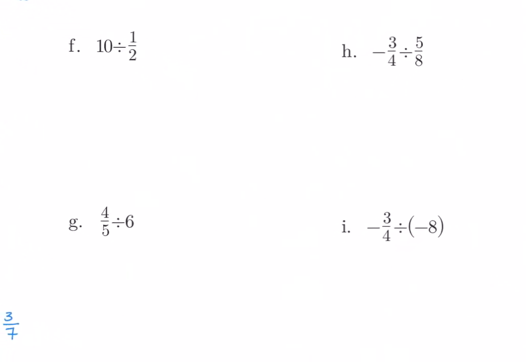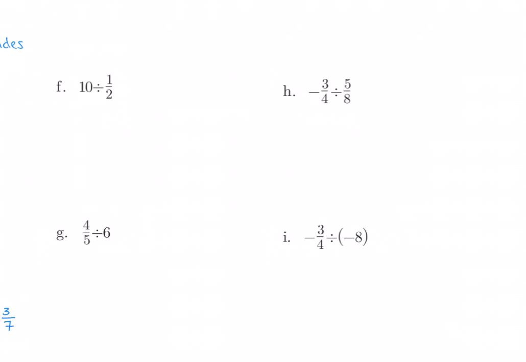Let's look at some problems that involve whole numbers. So for example F, we have 10 divided by 1/2. The first thing I want to do is rewrite my whole number as a fraction. So I want to write this as 10/1 divided by 1 over 2. We can now go ahead and flip. So we're going to copy, dot, flip.